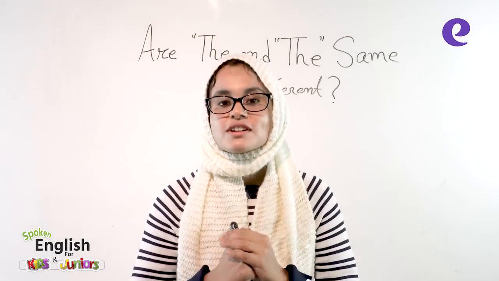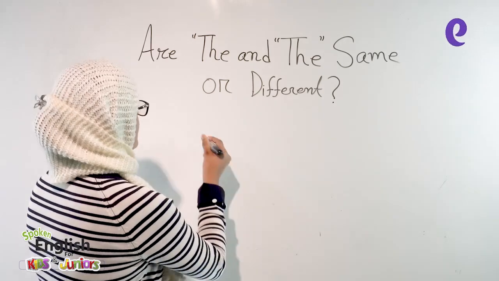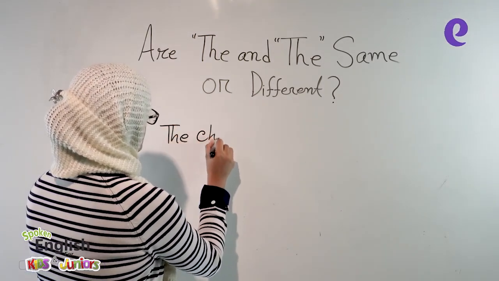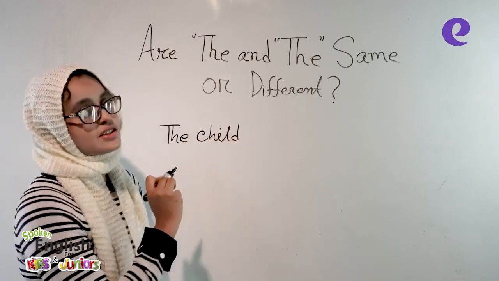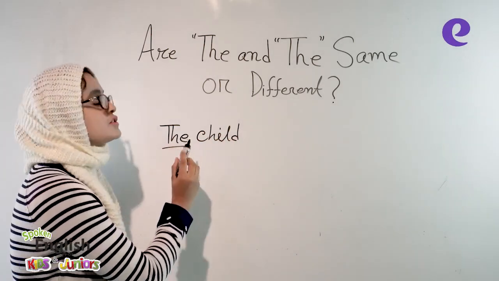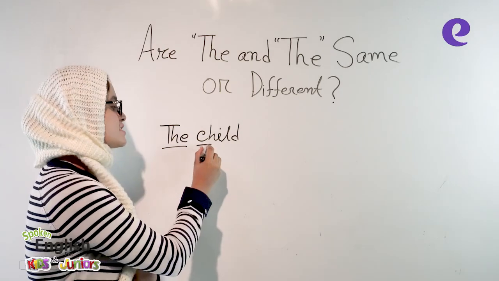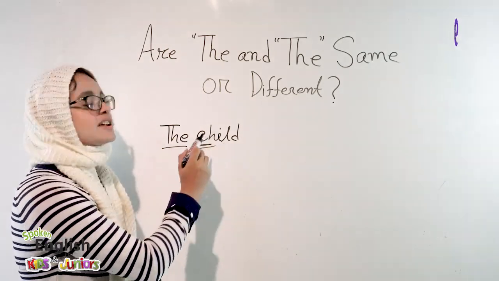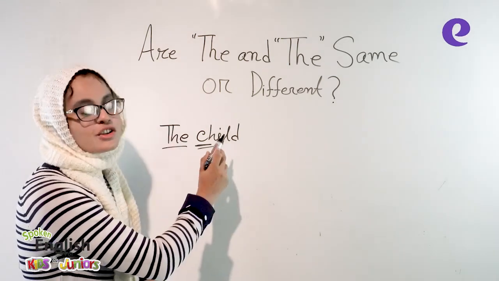So we need to figure out this. Alright, so let's see an example. Okay, could you please guess what's the pronunciation? It's "the" child because the word is started with C. So it's a consonant. So "the" child.